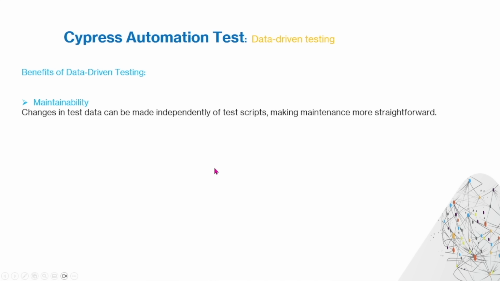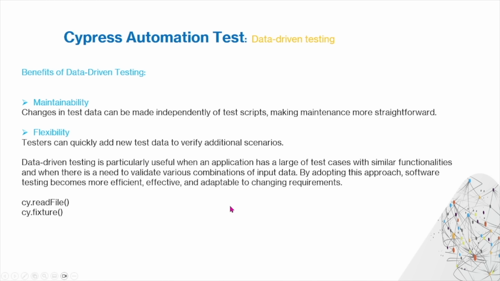Some more benefits include maintainability. Changes in test data can be made independently of test scripts, making maintenance more straightforward. Flexibility. Testers can quickly add new test data to verify additional scenarios. Data-driven testing is particularly useful when an application has a large set of test cases with similar functionalities and when there is a need to validate various combinations of input data. By adopting this approach, software testing becomes more efficient, effective, and adaptable to changing requirements.